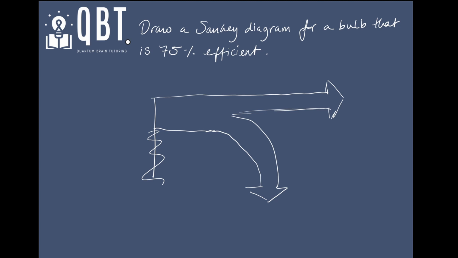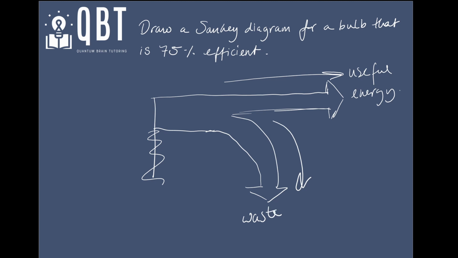There are a few rules that we have to remember when we're drawing Sankey diagrams. The arrow that continues straight on is always our useful energy output. The arrow that droops down to the side is our wasted energy output. And this bit is our total input. That's always the case.